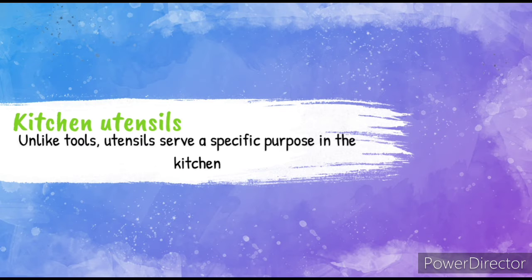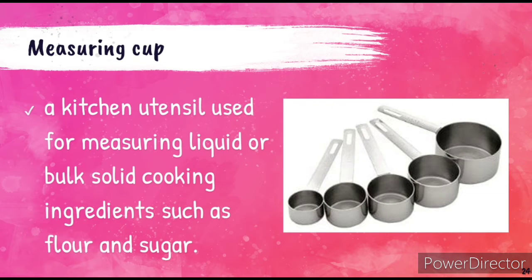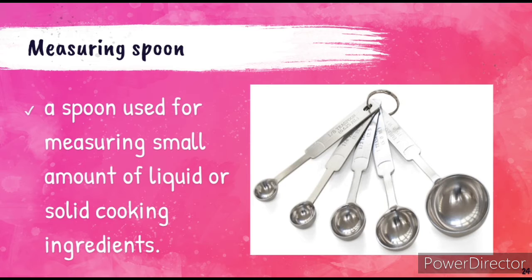We are done with the kitchen tools. Now let's proceed to the kitchen utensils. So unlike tools, utensils serve a specific purpose in the kitchen. So the first kitchen utensil here is the measuring cup. A kitchen utensil used for measuring liquid or bulk solid cooking ingredients such as flour and sugar. So measuring cup is for measuring bulk amount of ingredients, while measuring spoon is used for measuring a small amount of liquid and solid cooking ingredients.